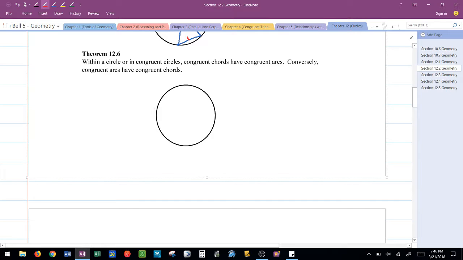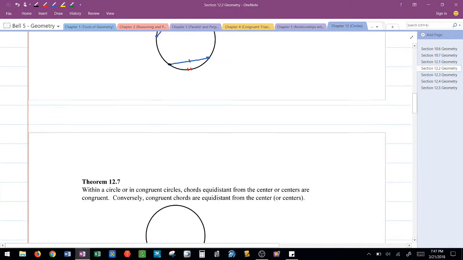So let's take a look at what this one's saying. If you have an arc that looks something like this, and you have another arc that looks something like this, and I'm trying to draw these chords to be congruent. If these two chords are congruent, then I can conclude that their arcs must also be congruent. So let's try to look at this in application.